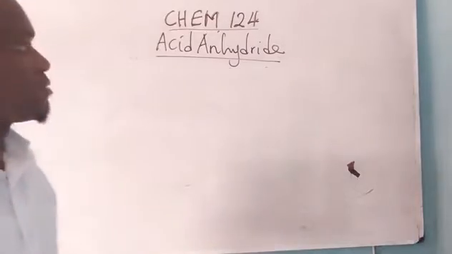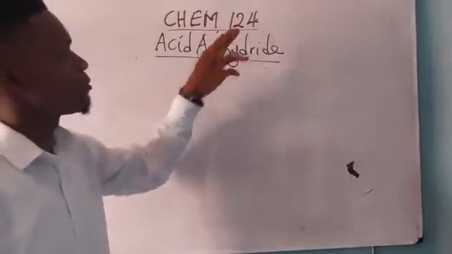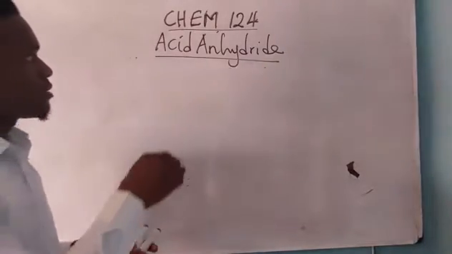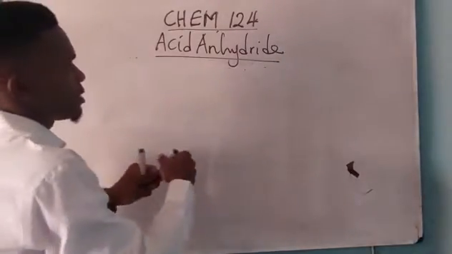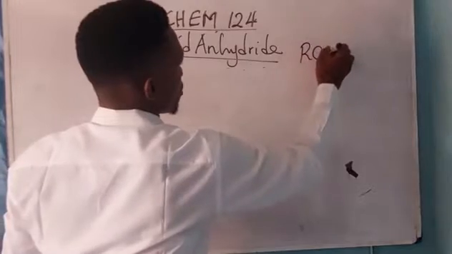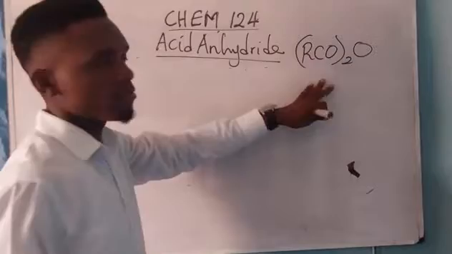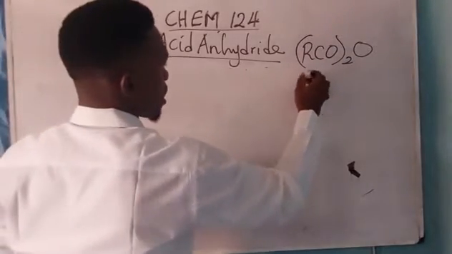My name is Dr. Joseph, and this afternoon I'm taking us Chem 1 to 4, a topic called acid anhydride. Now, the molecular formula of acid anhydride is RCO2O. This is the molecular formula. I can also write it as R.